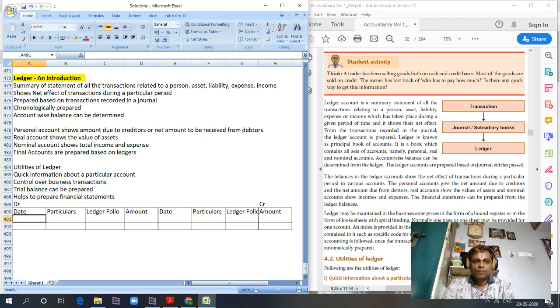Let's get into this in detail by going through more illustrations, and in that way we can get more clarity on how we have to post the transactions into a ledger. I'm posting it in the next video.